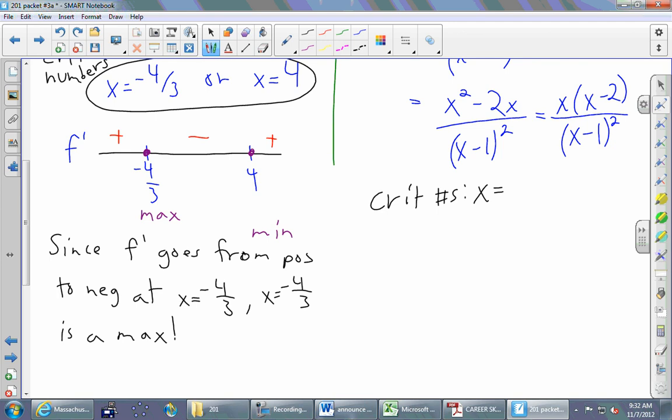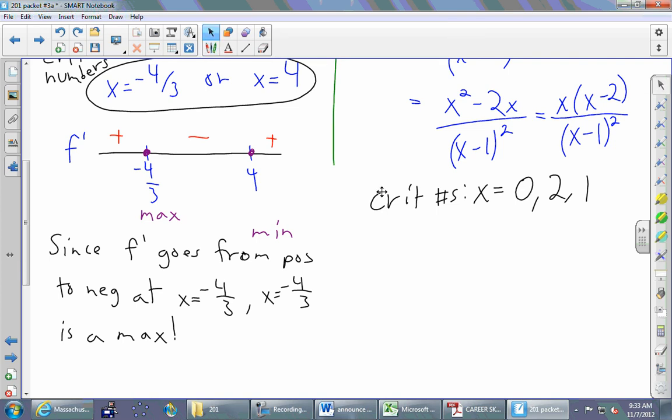What value of x makes the first part 0? Okay, so 0 makes the first one. What value of x makes these parentheses 0? 2. Those are two critical numbers that make the derivative 0. How do you make a fraction undefined? Make the bottom equal to 0. What value of x makes the bottom 0? x equals 1. Don't FOIL down there. It's already factored. x equals 1 twice, but x equals 1 is the only critical number downstairs.